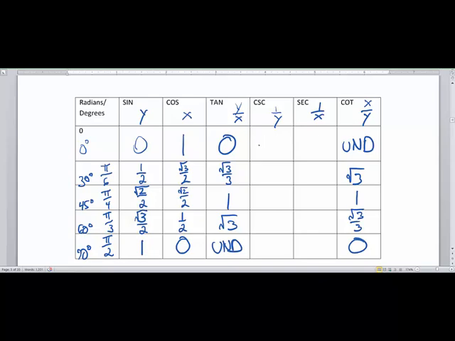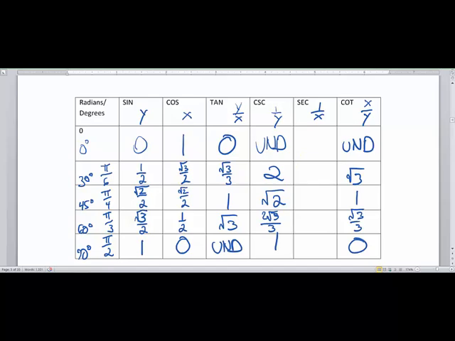And cosecant is taking the y and flipping it on its head, so this would be undefined, because 0 over 1 flipped on its head would be 1 over 0. This is going to be 2, because that's the flip of 1/2. This is going to be the square root of 2, and this is going to be 2 square roots of 3 over 3. Now again, these were derived in a previous video. And this is just 1, because the reciprocal of 1 is just 1.